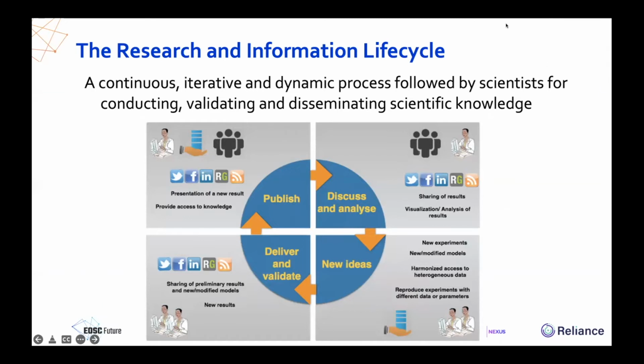And this starts with the research and information lifecycle that, as you probably know, is a continuous and interactive process that is followed by researchers to conduct, validate, and disseminate scientific knowledge. There are many different domains, but in general, we can summarize the different stages as you can see in the slide. You start with some discussion and analysis of some shared results. Then researchers, based on that, create new ideas. They do some experimentation. They deliver some new results that need to be validated. And finally, they publish these results, which are accessible for further cycles in the dissemination of scientific knowledge.